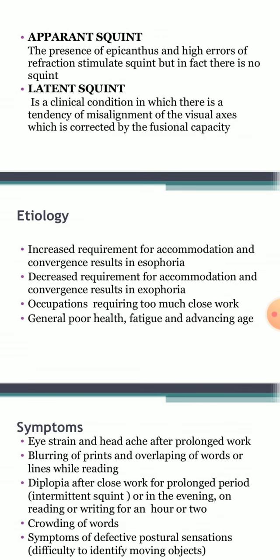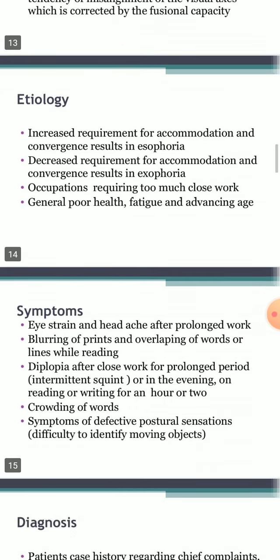Latent squint is a clinical condition in which there is a tendency of misalignment of the visual axis, which is corrected by the functional capacity. Etiology: increased requirement for accommodation and convergence; the result is esophoria. Decreased requirement for accommodation and convergence; the result is exophoria. Occupation requiring too much close work, general poor health, fatigue, and advancing age.